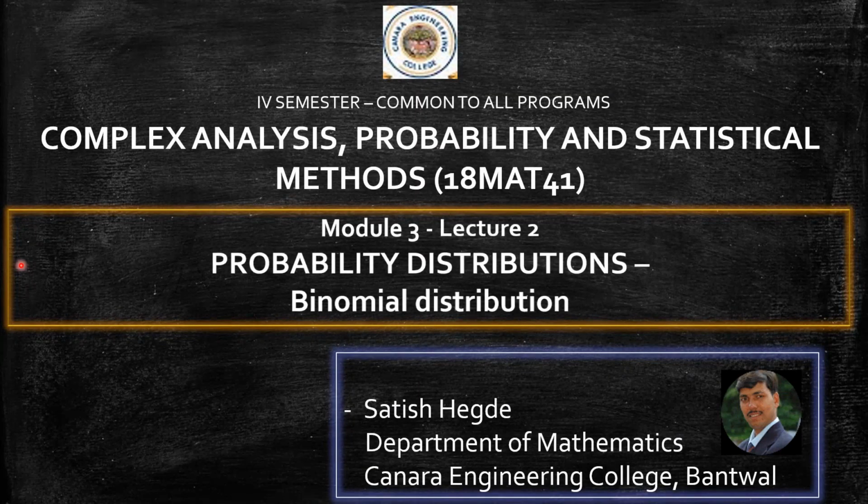Everyone, welcome to the second video lecture series on module 3, probability distributions, of the 4th semester subject Complex Analysis, Probability and Statistical Methods, with subject code 18MAT41. In the last video lecture we have taken random variable, discrete and continuous random variable. In this video series I am going to take binomial distribution and problems.